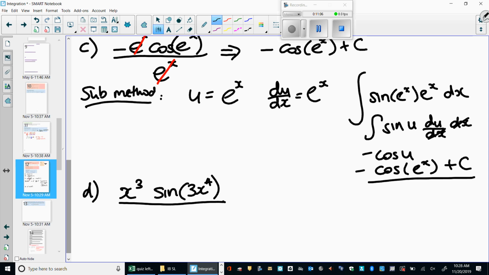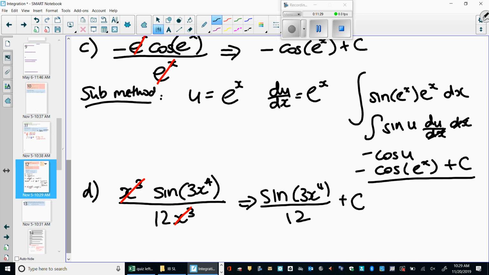We're going to divide by the derivative of what's fancy pants. So that's 12x cubed. Here we can only cross out the x cubed, so the 12 is still there. So then our final answer is sine 3x to the 4 over 12 plus c, or 1/12 sine 3x to the 4.